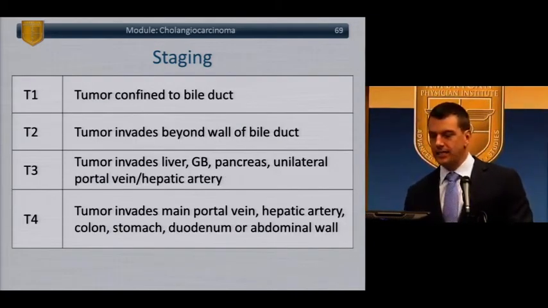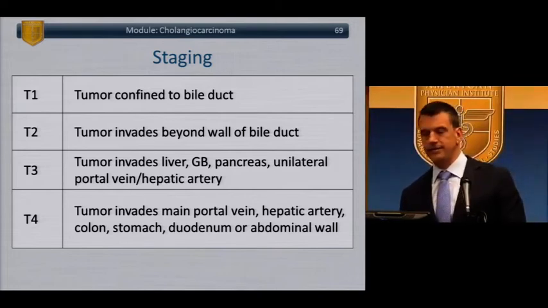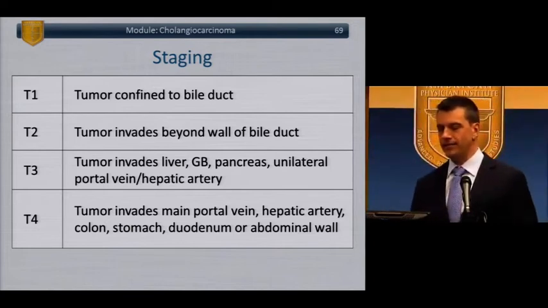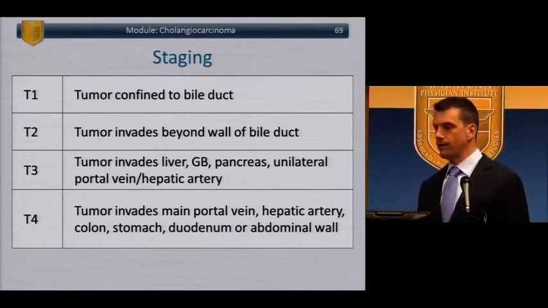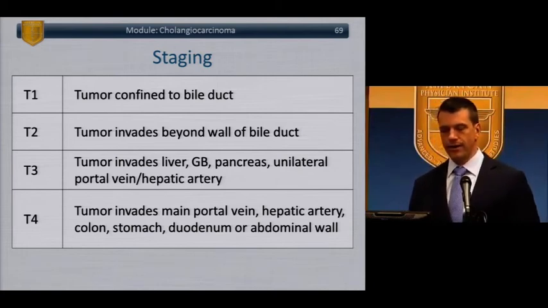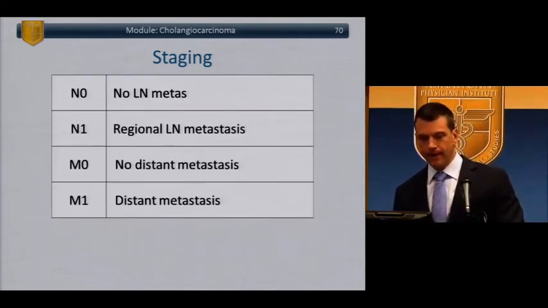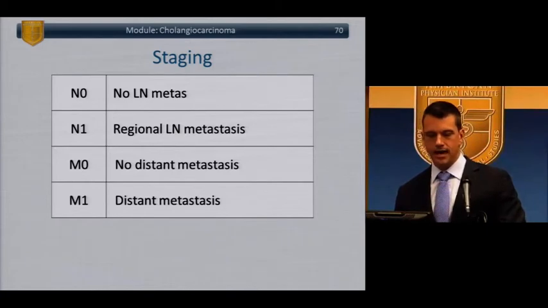The staging at T1 is tumor confined to the bile duct. T2, the tumor invades beyond the wall of the bile duct. T3, invading liver, gallbladder, pancreas, or unilateral portal vein or hepatic artery. And then finally, T4 invades the main portal vein, hepatic artery, colon, stomach, duodenum, abdominal wall. These are aggressive tumors. Again, the lymph nodes, yes or no, N0, N1, and the same with distant mets.